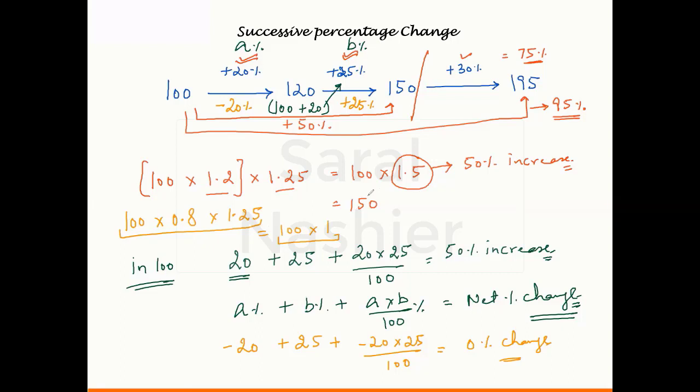There is no change in the final value. Now another important thing that you can see here is that 100 was first increased by 20%, then increased by 25%, and it became 150. We can calculate the percentage increase by either of the two methods.